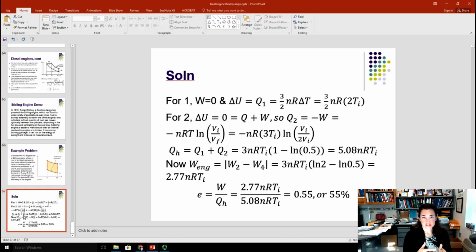Now the efficiency of the engine will be the work divided by Q sub H, which is 2.77 nRTi divided by 5.08 nRTi, which gives me 0.55. So the engine's efficiency is 55% theoretically for that Stirling engine.